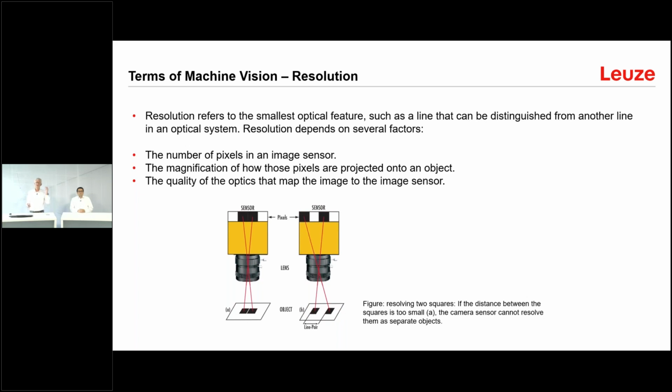And the resolution depends on the number of pixels of the imager, on the magnification of the images or of the lens finally, and also the quality of the lens is highly important to this. This is just to let you know, you cannot change this because this is given. We have a given set of cameras, we have a given set of optics, but just to let you know what we understand by resolution.